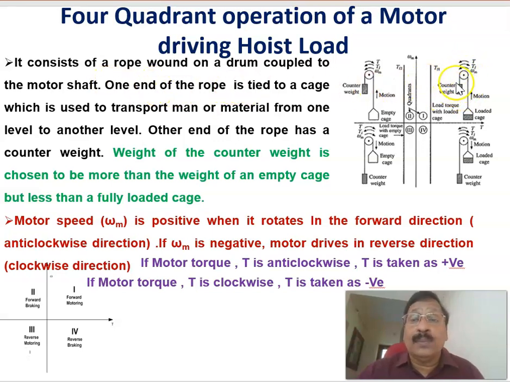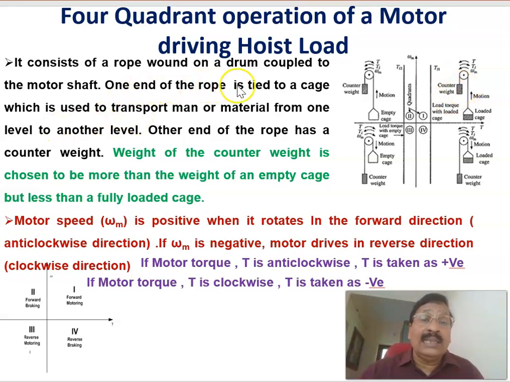At one end of the rope there is a counterweight, and at the other end there is the cage, which can be loaded or unloaded. Normally, the rule for selecting the counterweight is that its weight is more than the unloaded cage, and less than the loaded cage. Therefore, the counterweight will be more than the unloaded cage and less than the loaded cage. That is the normal way of selecting the counterweight.